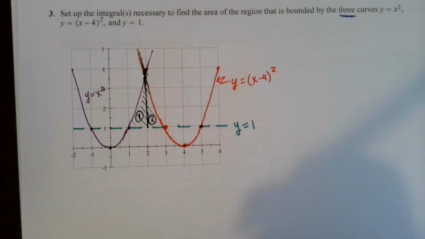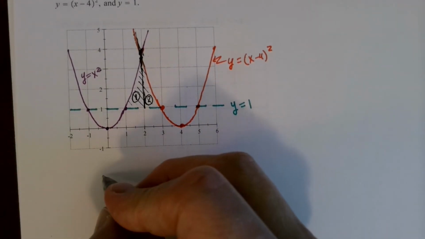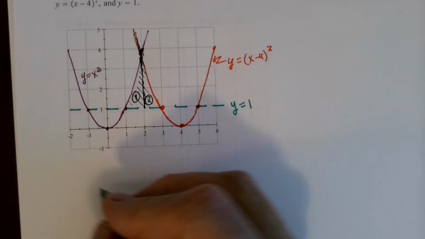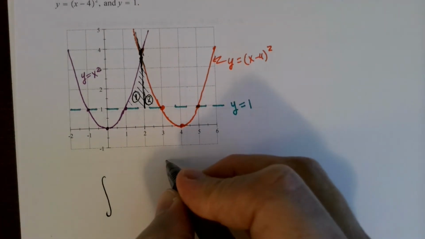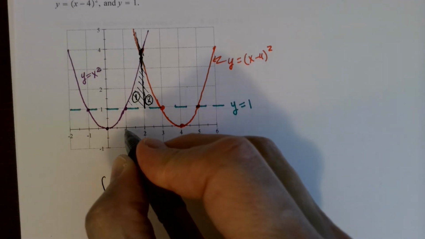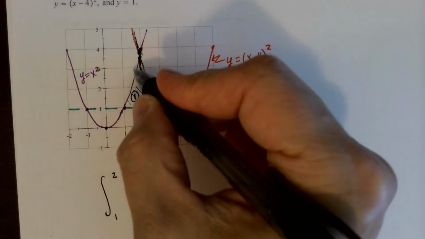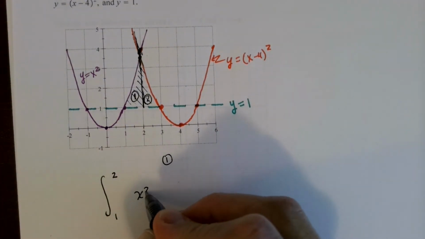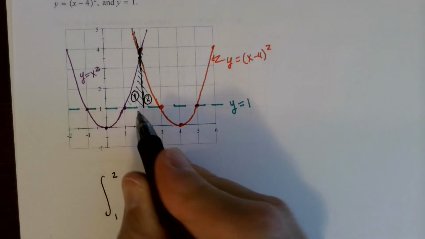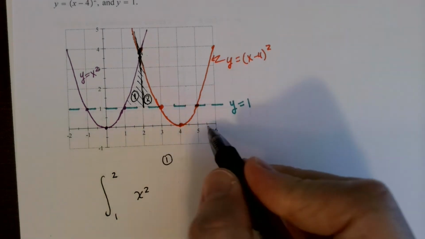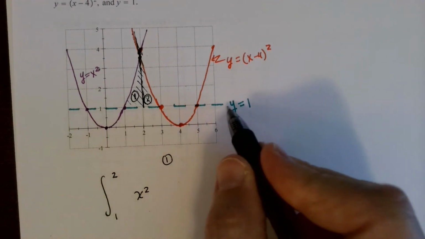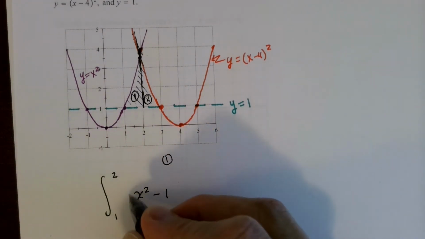And so we have 2 integrals that we have to add together. The first, region 1, is the integral from x equal 1 to x equal 2. And the top function is the purple function, which is x squared. The bottom function is this green line. We're not going all the way down to the y-axis, or x-axis rather. So we're going all the way down to y equal 1, so minus 1.